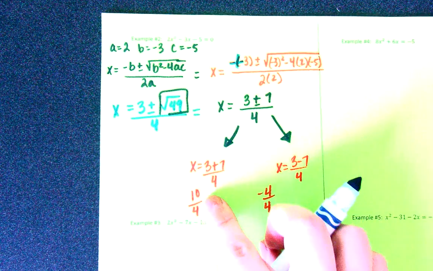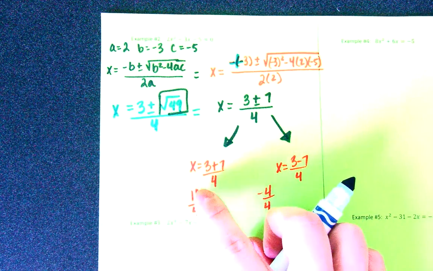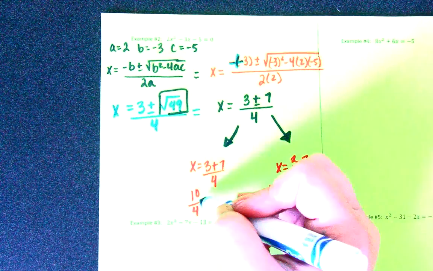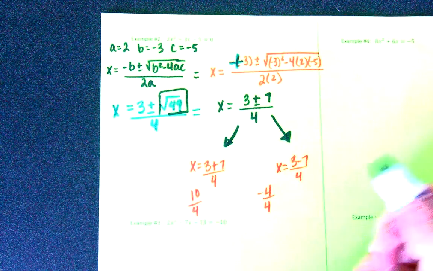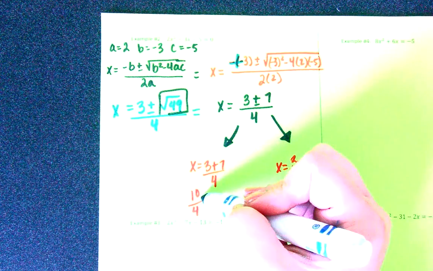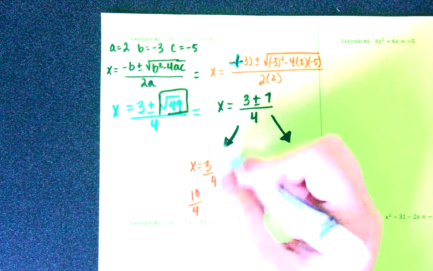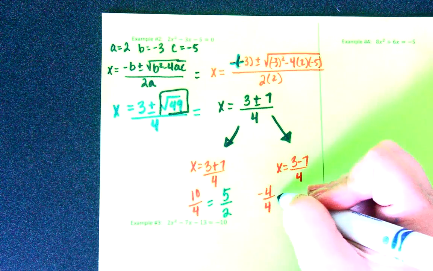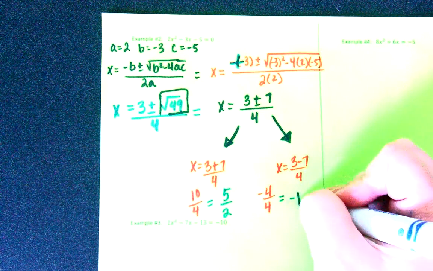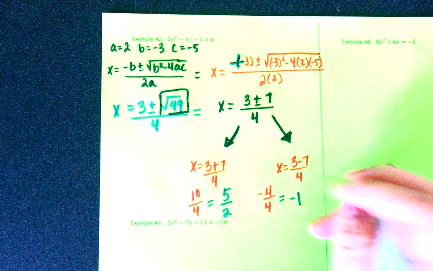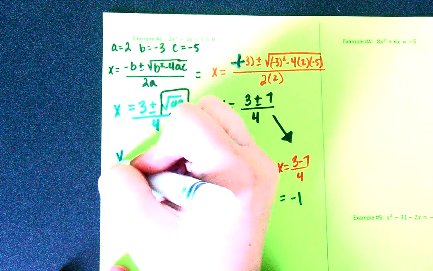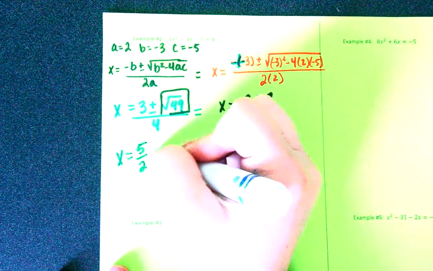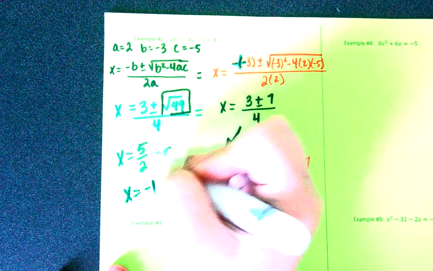Now let's simplify these. Can 4 go into 10? Well, no, it can't. So you just simplify the fraction. You do not put it as a decimal. So if you simplify this, both can be divided by 2, so you get 5 over 2. Negative 4 divided by 4 is negative 1. That there is your answer: x equals 5 over 2 or x equals negative 1.